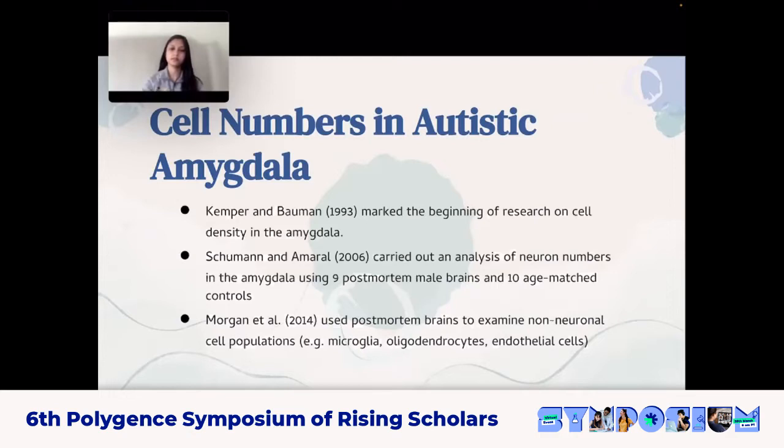Additionally, in 2014, Morgan et al. used post-mortem brains examining non-neuronal cell populations like microglia, oligodendrocytes, astrocytes, and endothelial cells. This study found aberrant oligodendrocyte and microglial quantities in the amygdala of individuals with ASD. And if these specific cells are damaged, an action potential down an axon is reduced or ceased.